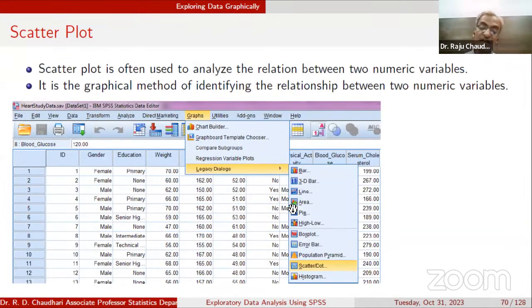Now scatter plot, right? So histogram is used for a single numerical variable. If you want to compare one numerical variable by a categorical one, panel wise, you can compare histograms or you can compare using box plot also. Now scatter plot is basically used when we have to find out the relationship between two numeric variables, right? Two or more numeric variables, right? So it is a graphical method of identifying the relationship between two numeric variables.